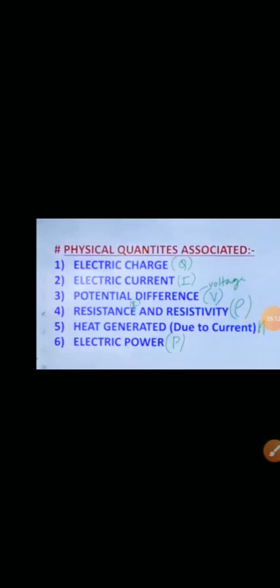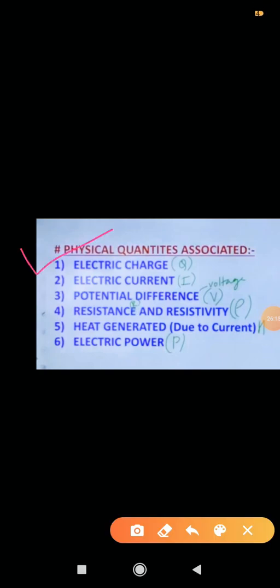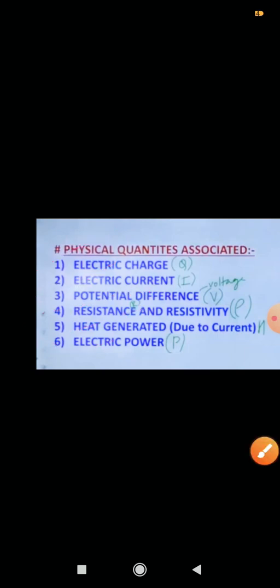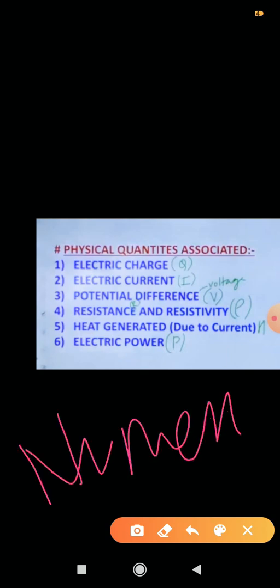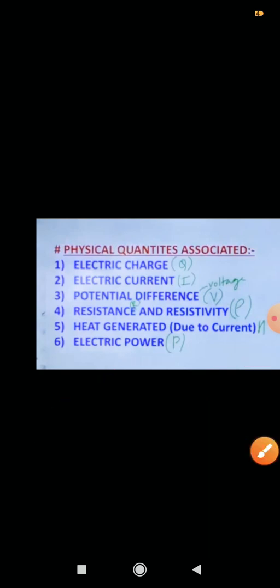So we completed our electricity chapter: electric charge, electric current, potential difference, resistance, resistivity, heat generated, and electric power. So in the next video, which is for numericals, we have completed our full chapter in detail, and now the next video is for numericals. I hope you will understand the whole chapter. So bye bye.